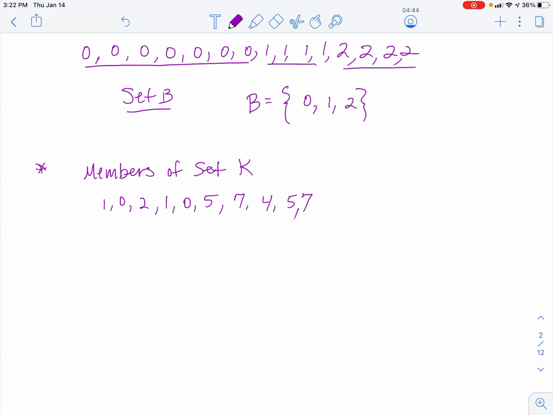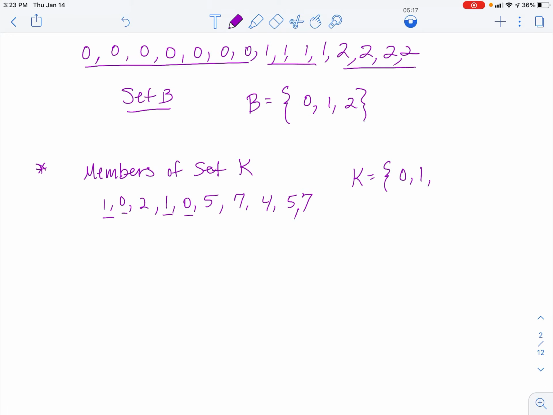Now the important thing is that when I'm putting these into set K, they do not have to be listed in order. That's not necessarily important, but listing them only once for each number that you see is important. In other words, I have 2 ones, so I'm going to list only one of those. I've got 2 zeros, but I'm going to list only one of those. So if you have several of the same number, you only need to list it once.